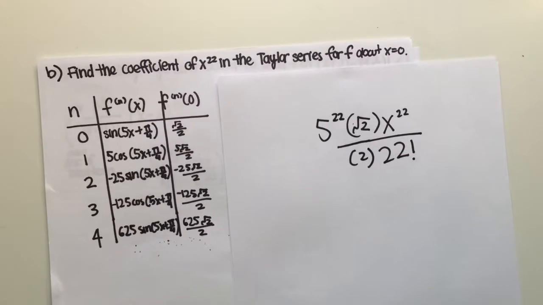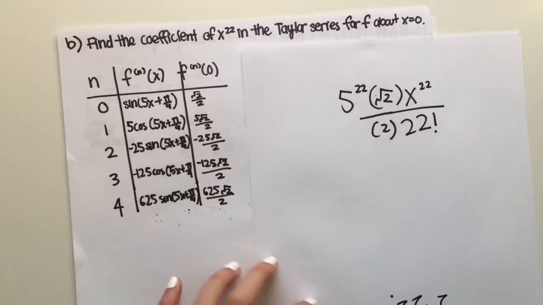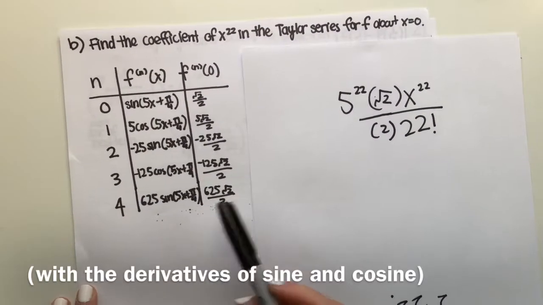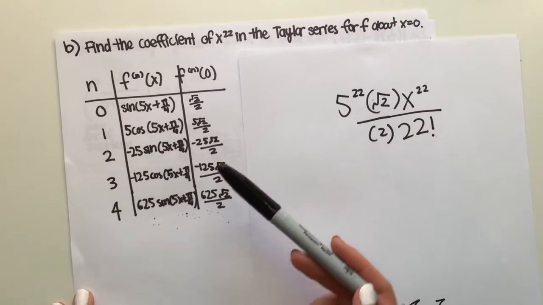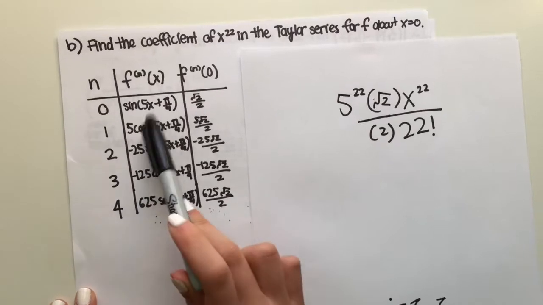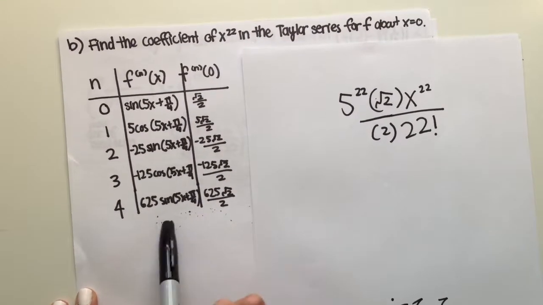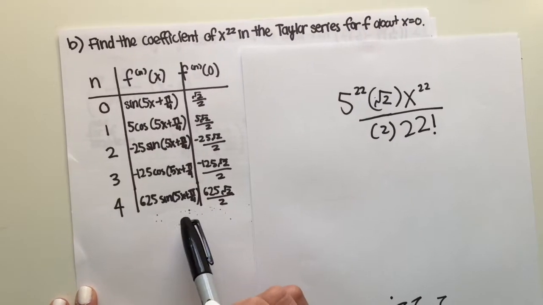Now the last thing left that we need to do is find out the sign. And so in order to find out the sign, we can look back at this table and find a pattern. So we can see here that when n equals 1 to 4, this is positive, negative, negative, and positive. And so we can use this pattern to find what the sign will be when x is to the 22nd degree.